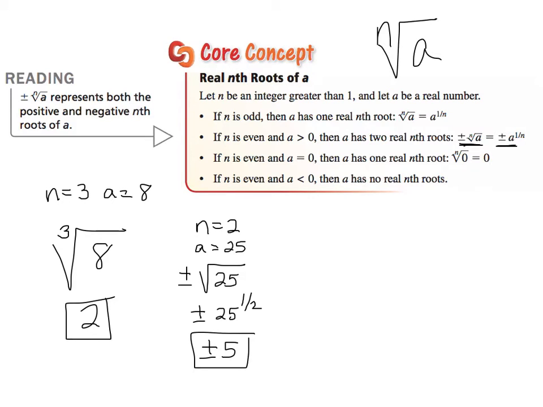Let's say the third one. If n is even and a is 0. Now this one's pretty easy. The square root of 0. The 6th root of 0. It does not matter. This is just 0.